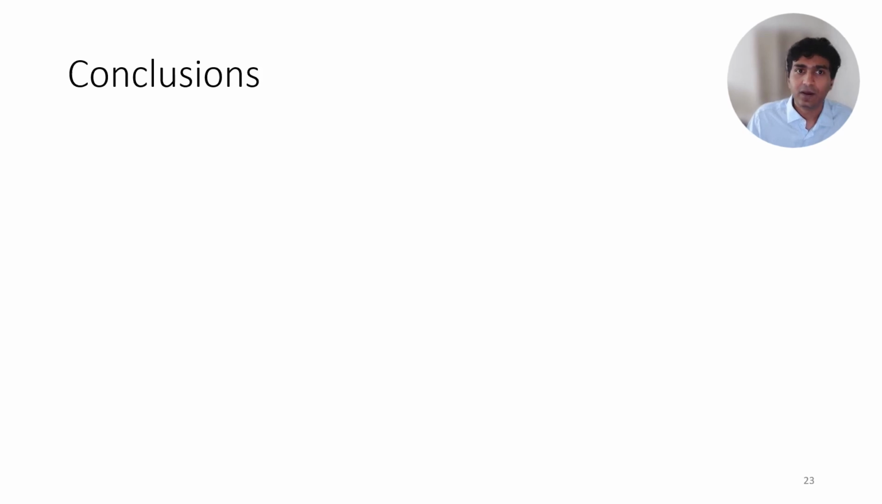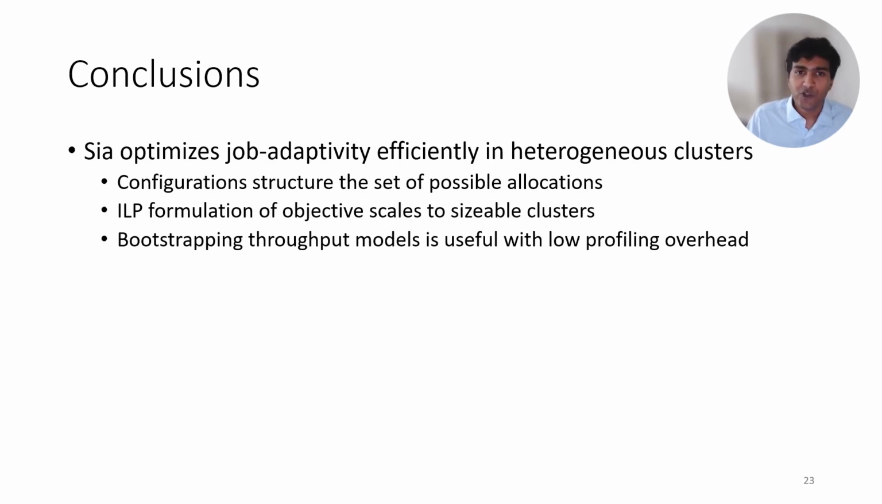So, to conclude, job adaptivity is hard to optimize in heterogeneous clusters because of the large space of possible allocations. CR structures the set of possible allocations by introducing the notion of configurations. It then formulates the scheduling objective as an integer linear program that is quickly optimized for sizable clusters. And finally, CR matches jobs to GPU types efficiently using bootstrap throughput models with low profiling overhead.